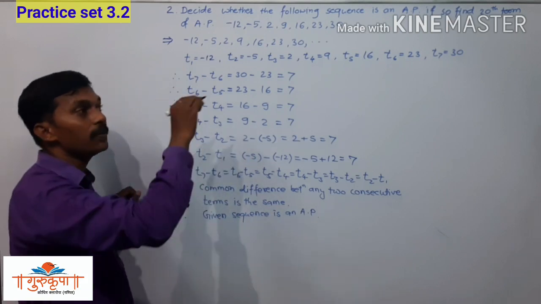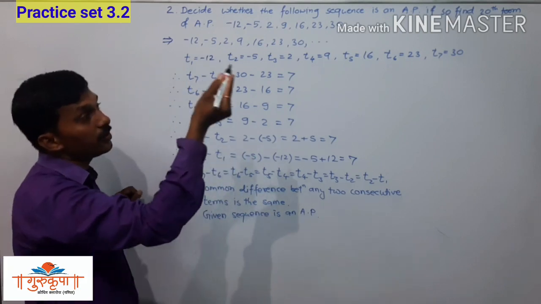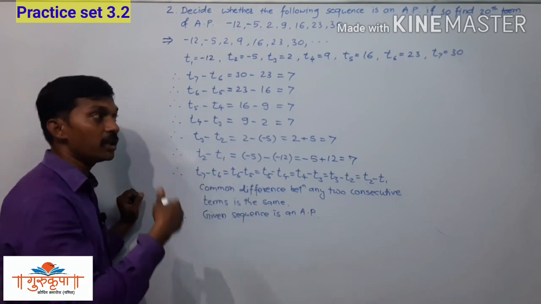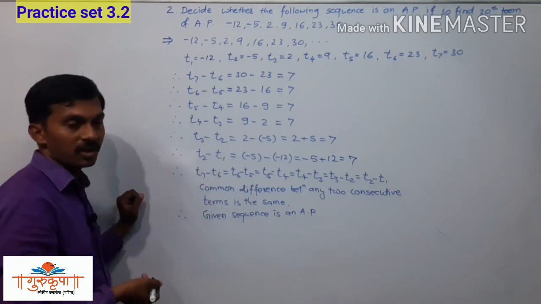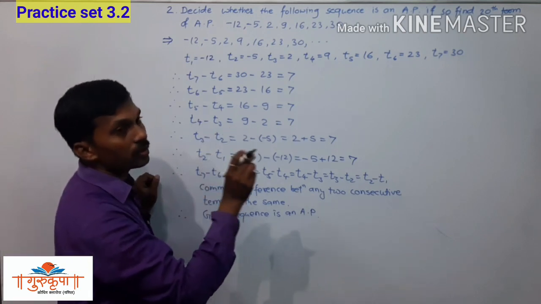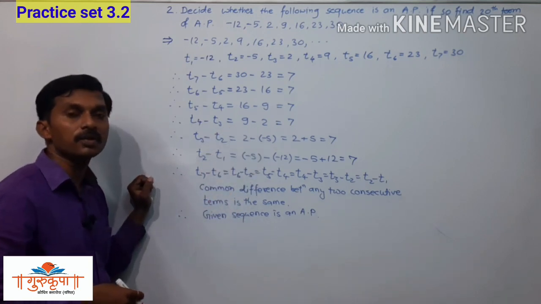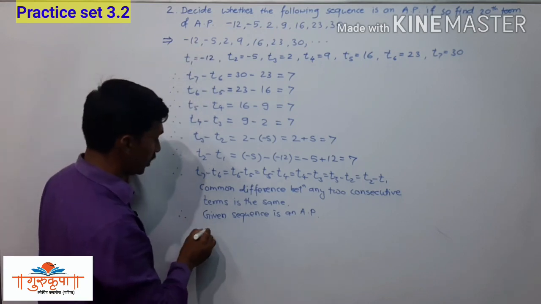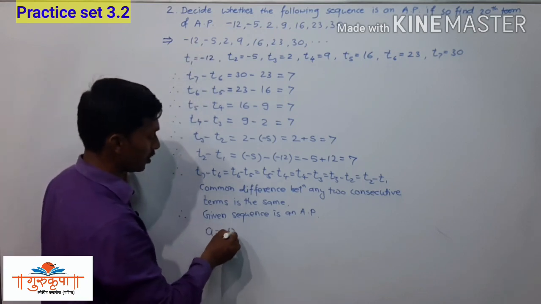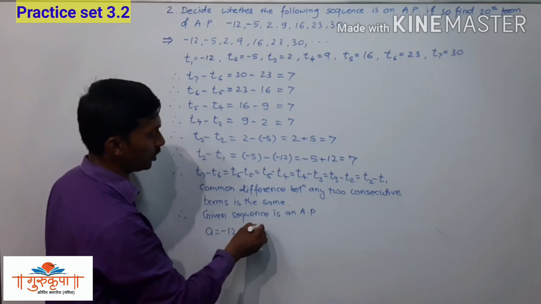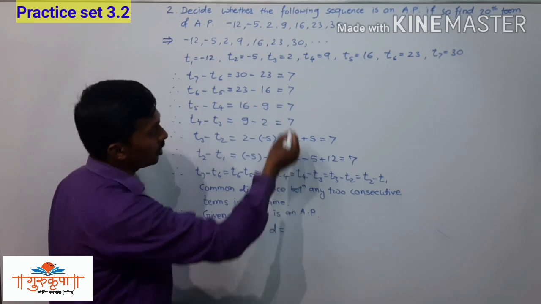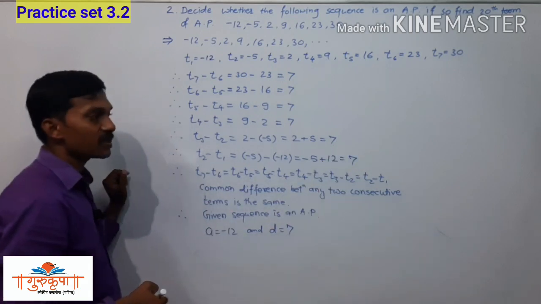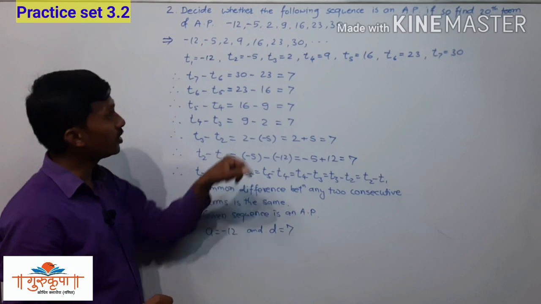If it is an AP, find the 20th term. Now, for finding the 20th term, we have to know the first term and common difference. We know the first term, it is minus 12, so we will write here minus 12. That is the first term, and the common difference D is equal to 7. Now we have to find the 20th term.